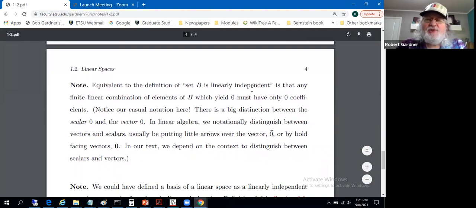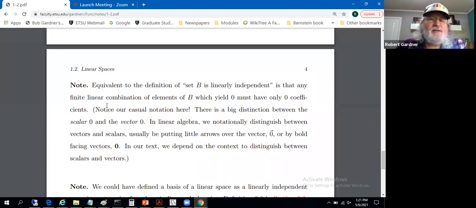Equivalent to this definition of B as a linearly independent set is that any finite linear combination of elements of B which yields a zero vector must only have zero coefficients. And probably not worded quite like that, but that's likely the definition of a linearly independent set of vectors that you dealt with in sophomore linear algebra. Take a linear combination, set it equal to the zero vector. That implies all coefficients must be zero.